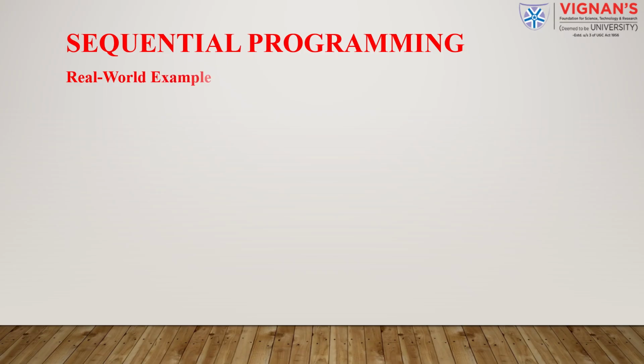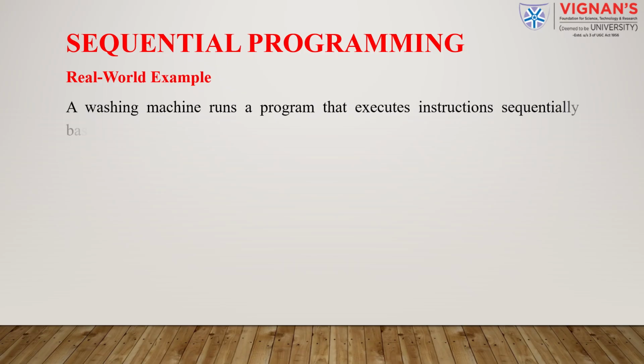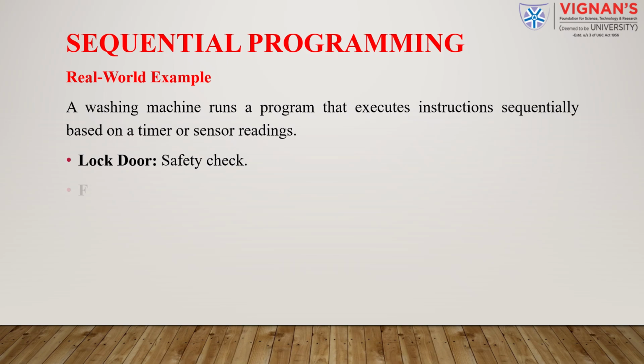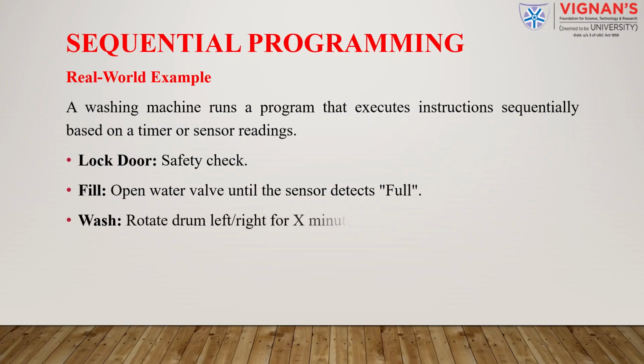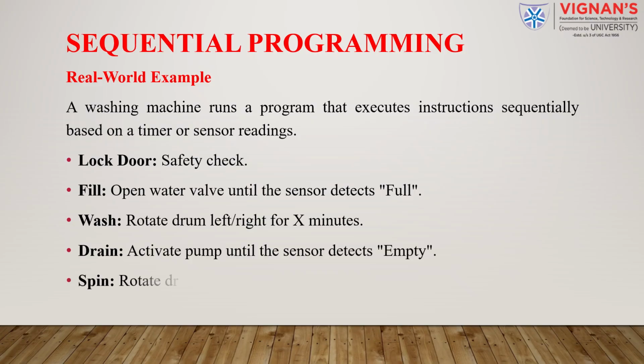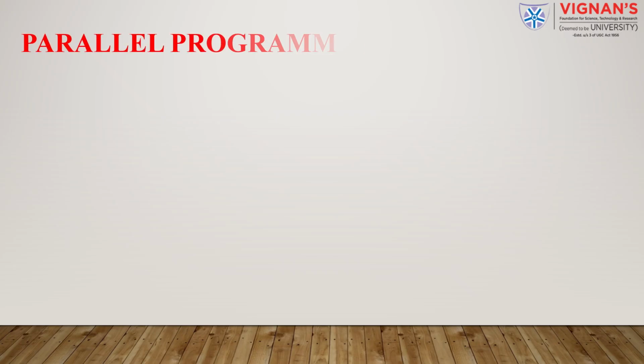To ground this in reality, let's look at a washing machine. This is a perfect example of sequential programming because the steps are based on a timer or sensors and must happen in order. 1. First, you lock the door for safety. 2. Then, you fill the drum with water. 3. Only after it is full can you wash and rotate the drum. 4. Then you drain the water. 5. Then you spin. 6. Finally, you unlock. You cannot spin the clothes while the water is filling. That is sequential execution.